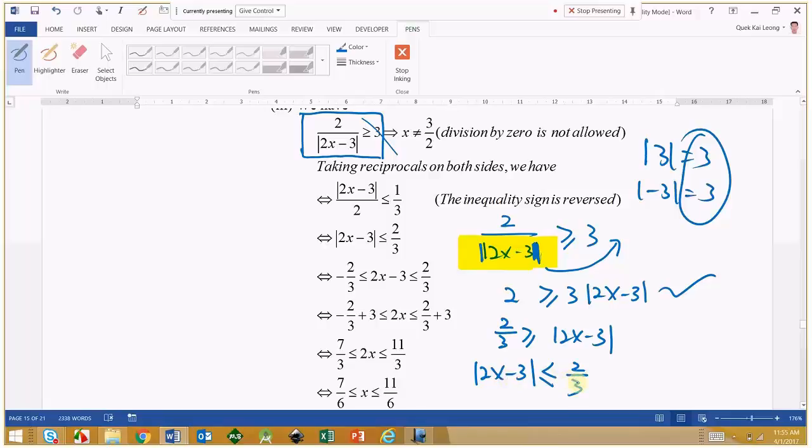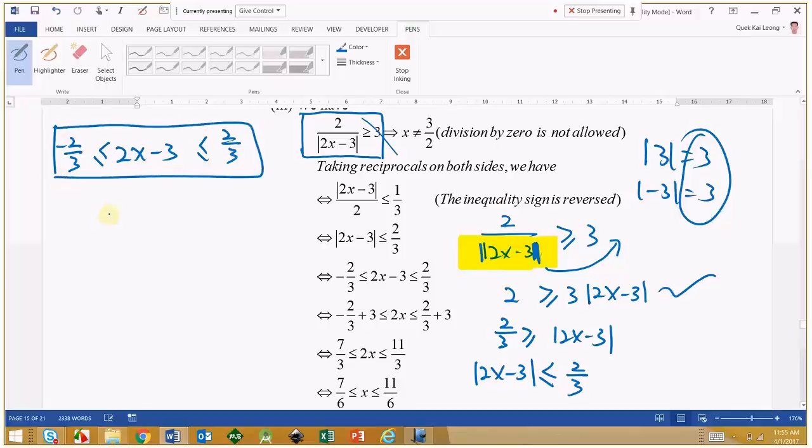Now, if we refer to the notes, absolute 2x minus 3 is smaller or equal to 2/3. So what is the result? The result will be 2x minus 3 is between minus 2/3 and 2/3. I'm using part 1 of the result. You just refer to the page on the left, page 615, Theorem 6.8 part 1. If this is absolute less than sign, remove the absolute, then it's between minus k and k.